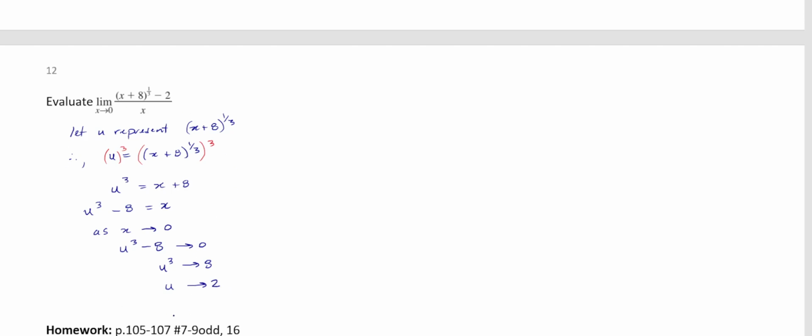So now that I've done all this work, I can rewrite this entire limit in terms of u. The limit, not as x approaches 0, but as u approaches 2. And in the numerator right here, I said that u represents (x plus 8) to the 1/3, so that's going to be u minus 2. And I know that x is equal to u cubed minus 8.